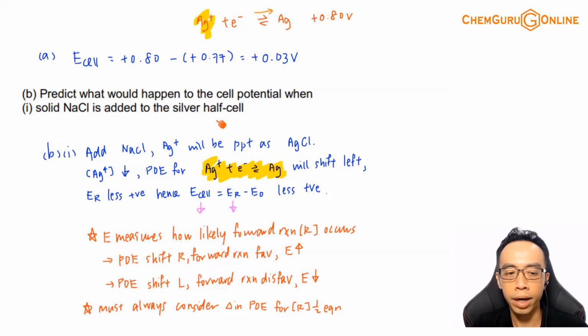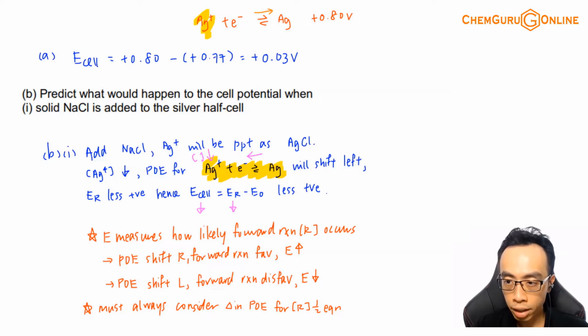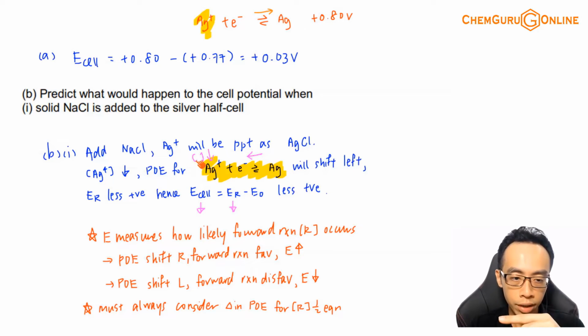So in this case, if I add sodium chloride, a source of Cl-, it should precipitate your Ag+, and therefore the Ag+ concentration will decrease. It forms silver chloride, so the concentration of Ag+ decreases. If the concentration decreases, position of equilibrium will shift towards the left hand side. And if POE shifts towards the left hand side, the E value will decrease.